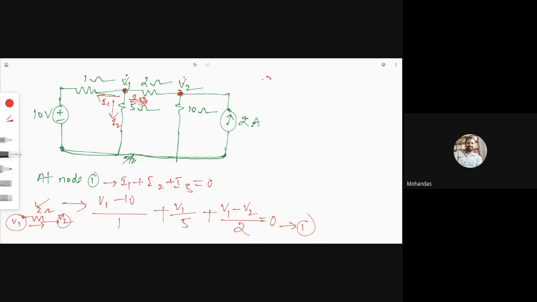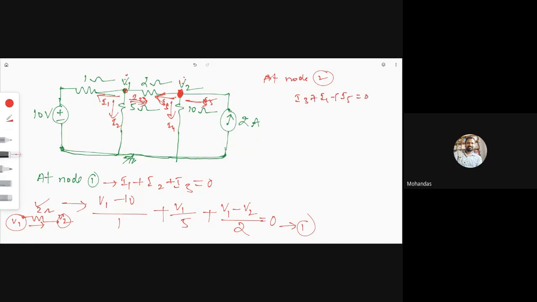And at node 2, here also we have to consider at node 2. So this current is leaving, this current is leaving, because you have to imagine that the current is leaving, the voltage being higher than all the voltages. Let me write it. This current flows like this, so call the currents I3, I4, I5. So I3 plus I4 plus I5 is equal to 0.